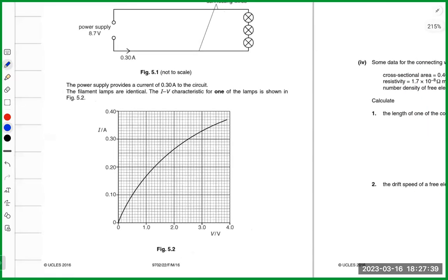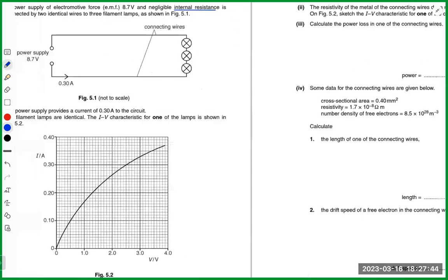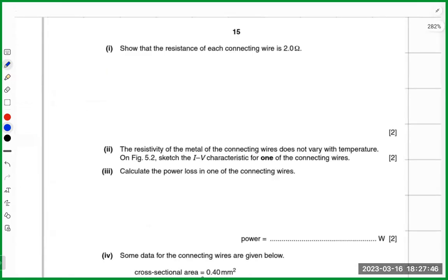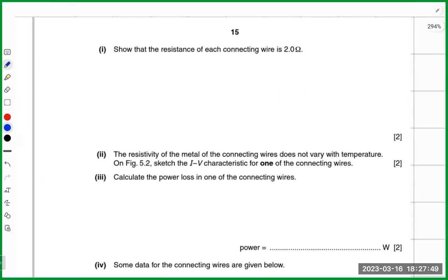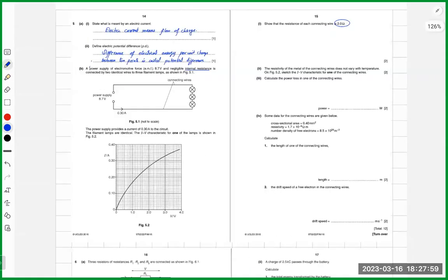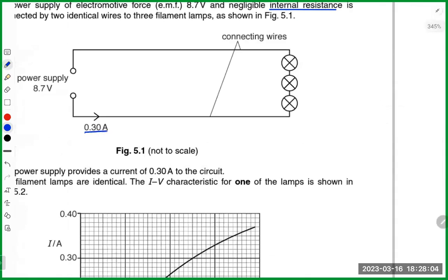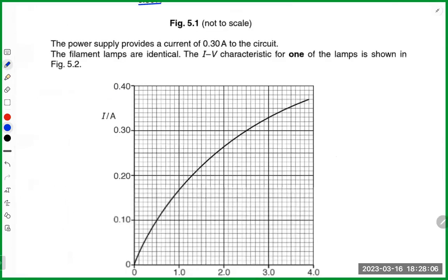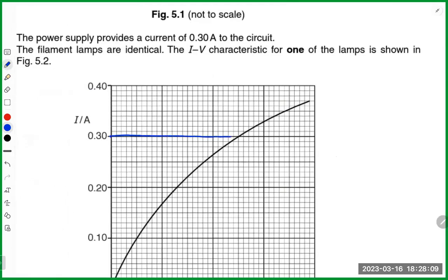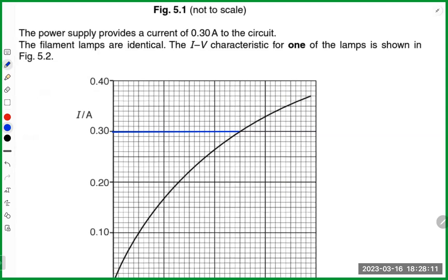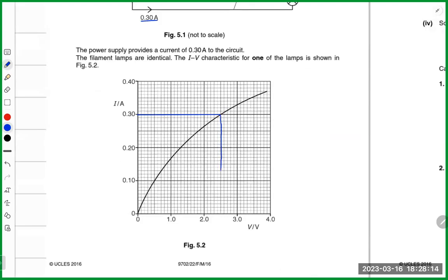So when potential difference is increasing, current is increasing. Show that the resistance of each connecting wire... See, this is what I was talking about. He's asking for the resistance of each wire. Very easy. Each lamp is having a current of 0.3 ampere. Go to 0.3 ampere on the graph and look at the potential difference on the other side.